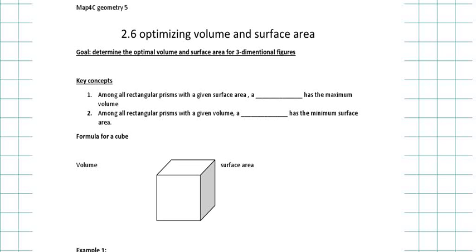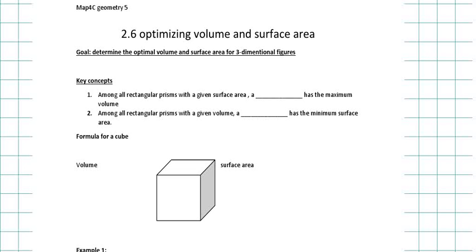So yesterday we did optimization, but we did optimization for 2D problems, right? So it was area and perimeter. Today we're going to do optimization, but for 3D objects, okay? So we're going to be dealing with volume and surface area.